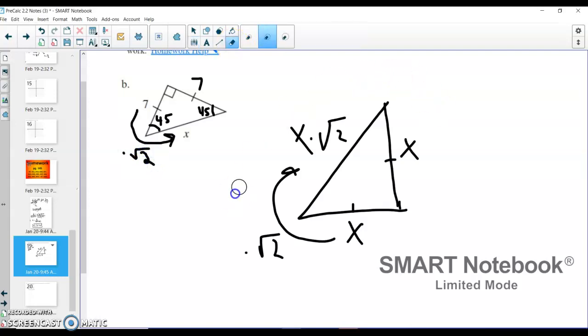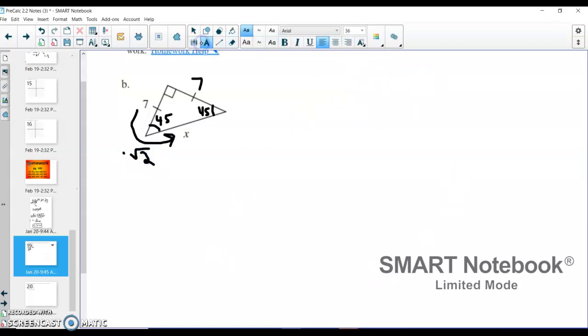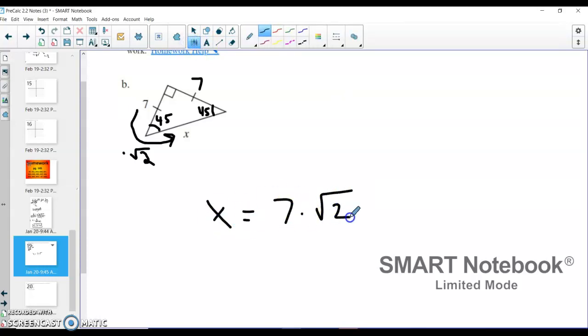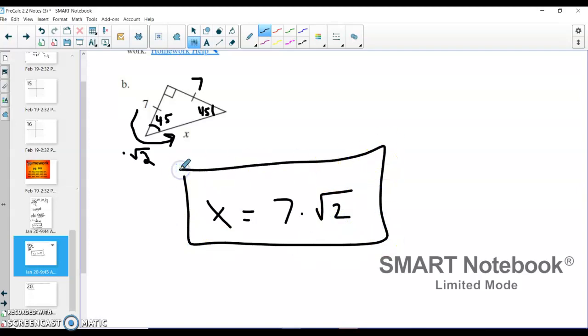And so my answer here, just using my 45-45-90 shortcut, is going to be that x equals 7 times the square root of 2. And that would be my answer. I'm fine with you leaving it like this, otherwise it's going to be a messy decimal that would have to be rounded. I'm okay with that.